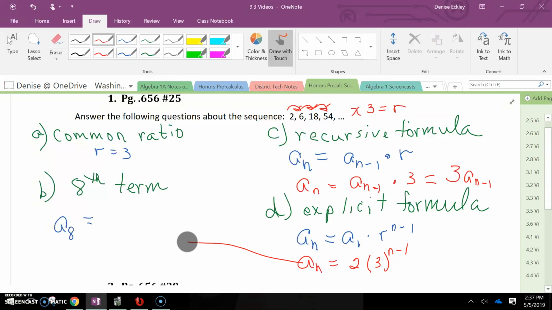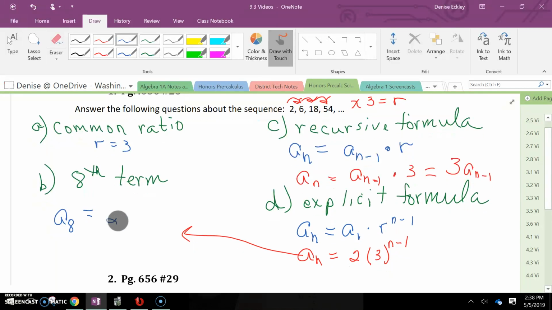Now I'm going to use that as I did before to fill in 8 for n: 2 times 3 to the 8 minus 1. So we get 2 times 3 to the 7th, and that becomes 4,374.